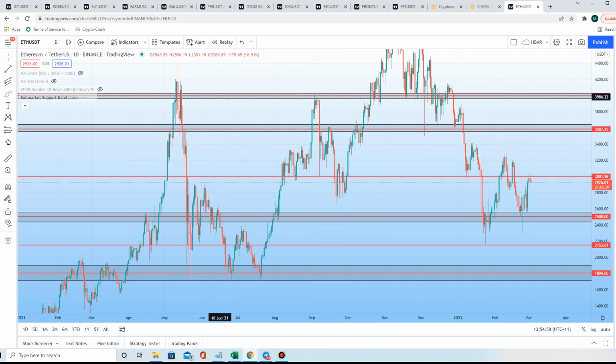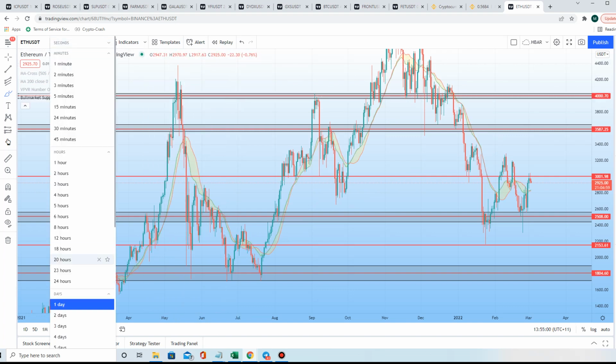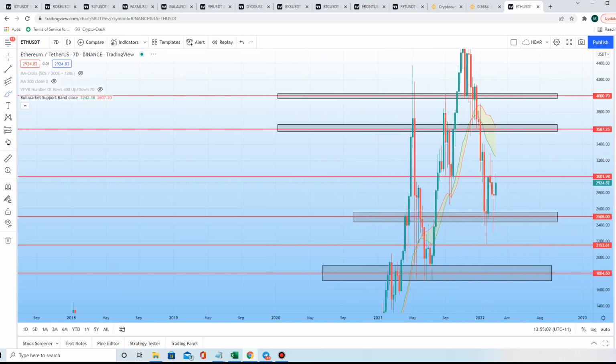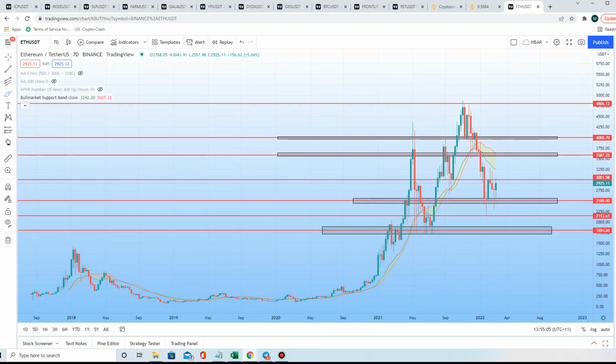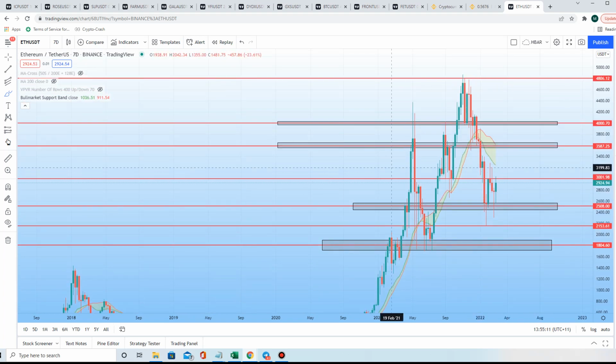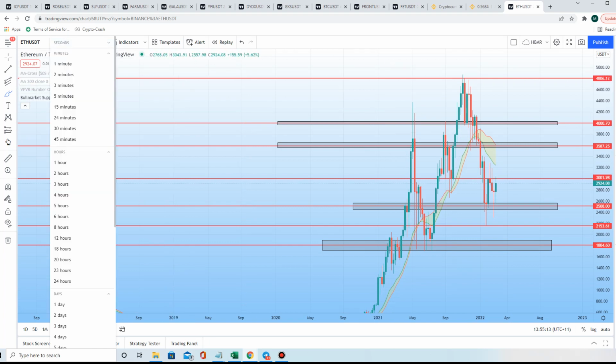Let's bring up the bull market support band, and of course we'll go to a weekly. We can see we are still ranging massively underneath the bull market support band on the weekly. Not that much data can be taken from this chart. We are ranging under, therefore we are in a downtrend.